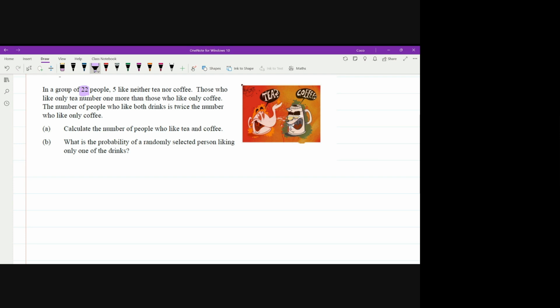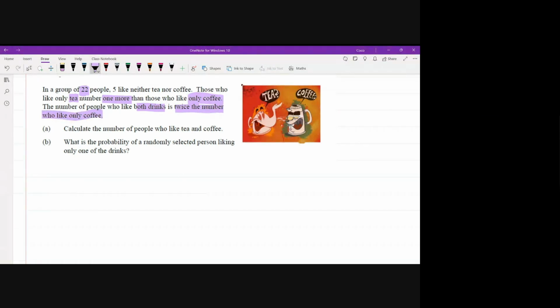So how many categories do we actually have here? We've got 2. That's good, Desmarie. We've got 2 categories: we're either going to have tea or we're going to have coffee. Now it says, those who like only tea number 1 more than those who like only coffee. They're not being very specific. They say the number of people who like both drinks is twice the number of those who like coffee.